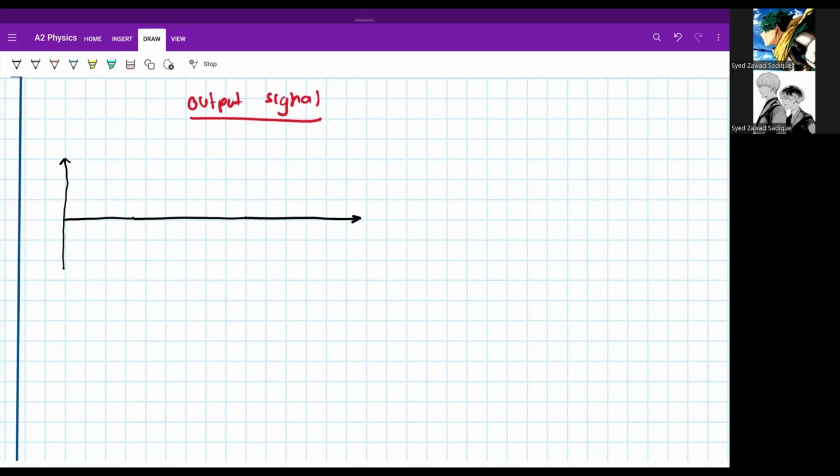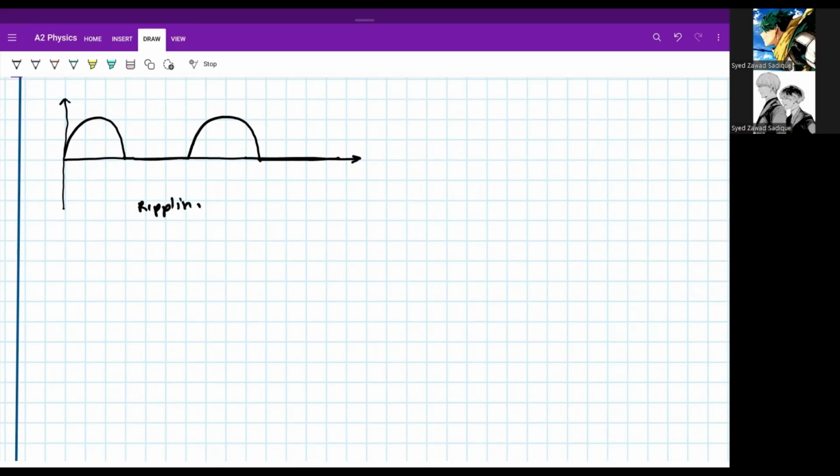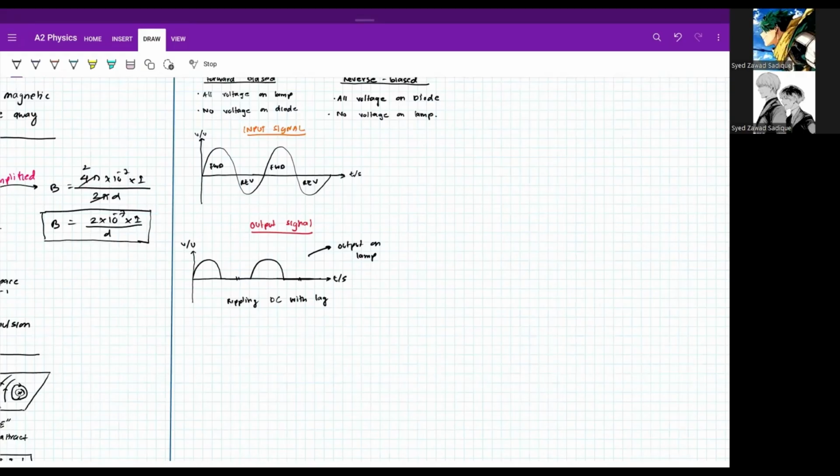So do you guys remember what I said? I said that for half-wave rectification, voltage in one direction is removed. Therefore, the reverse voltage is removed. Okay, to mention one point, that is rippling direct current with lag. There's some lag because of these regions, which are smoothed out with 0. Volts by time in seconds, output on lamp. All right. Now, of course, this is very inefficient because the lamp will light up and then stop, and then light up again and then stop.